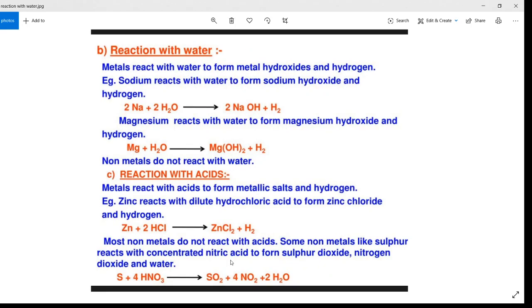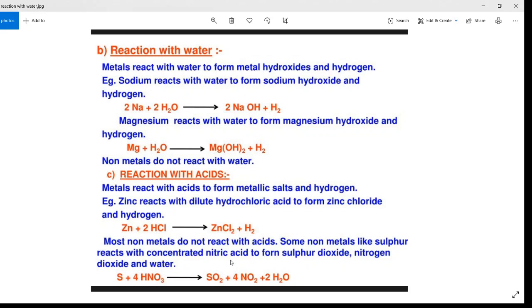Okay. Now the reaction of metals and non-metals with water. Metals react with water to form metal hydroxides and hydrogen gas is evolved. For example, sodium reacts with water. When sodium reacts with water, it makes sodium hydroxide, and in this process hydrogen gas is evolved. In the same way, magnesium is another metal which also reacts with water to make magnesium hydroxide, and hydrogen gas is evolved. But on the other hand, non-metals do not react with water.